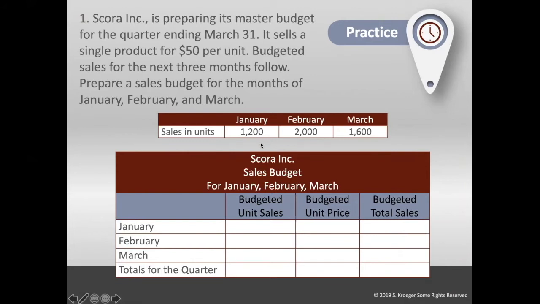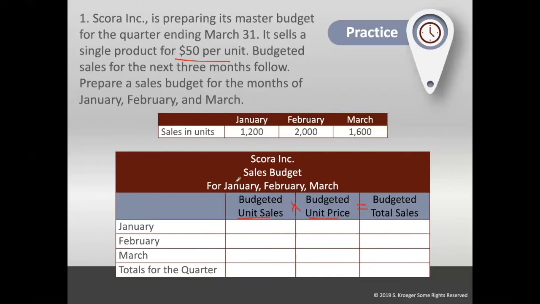We have the amount of units we plan on selling in January, February, and March. We also know that we sell these units for $50 per unit. Like I said before, this is really easy to do. First, we want to put in how many units we plan on selling, and then we want to multiply it by the unit price. This will equal our budgeted sales.